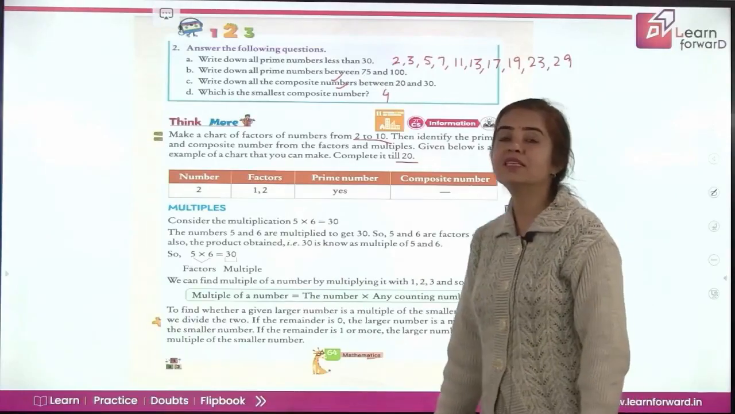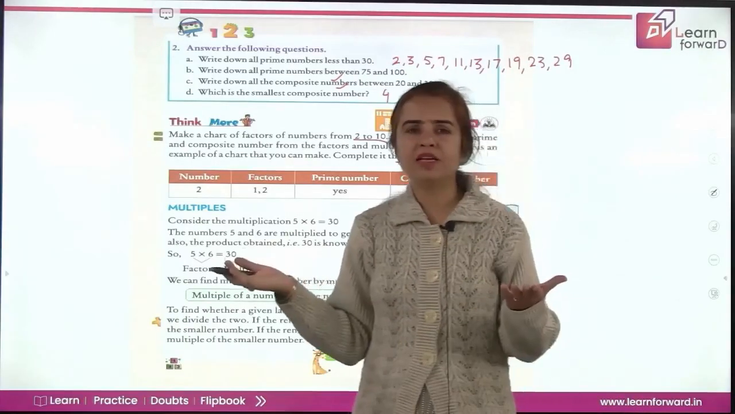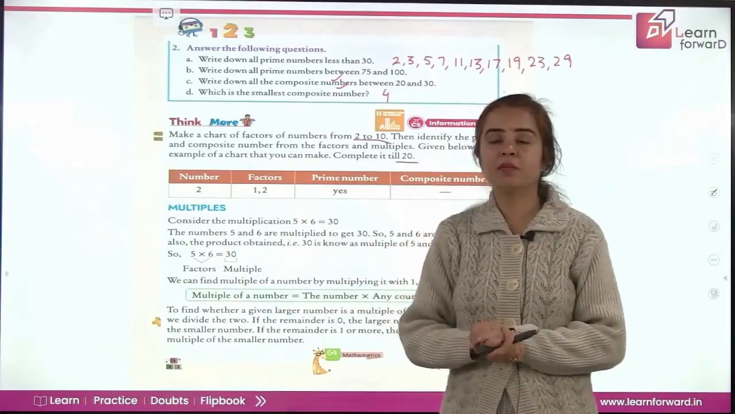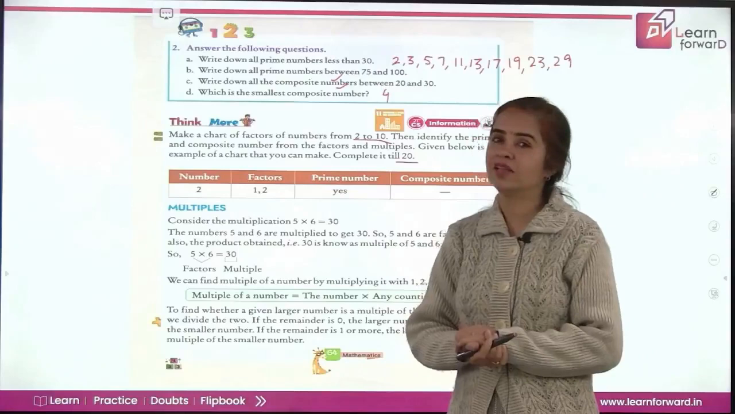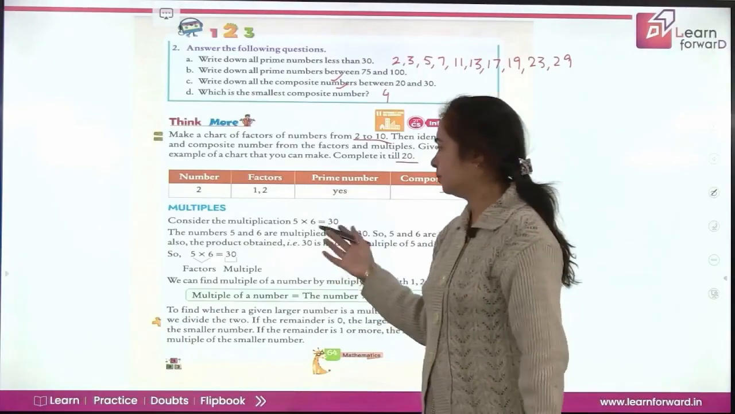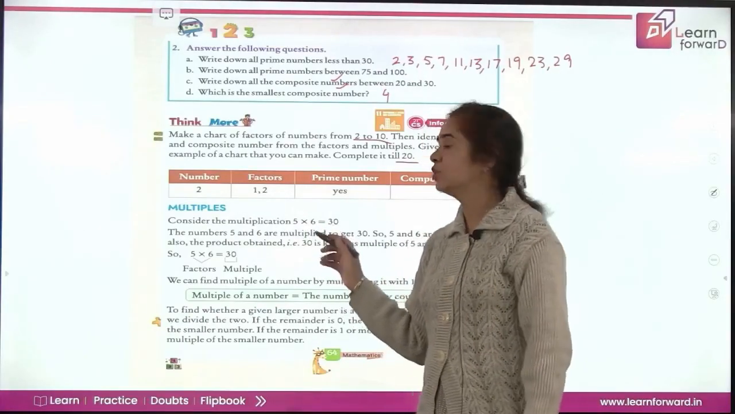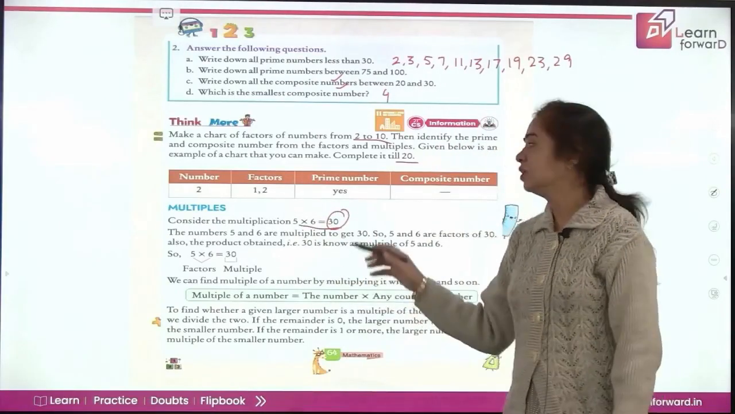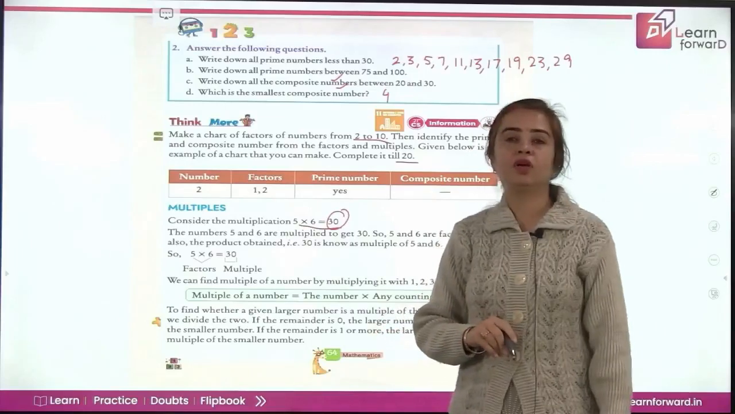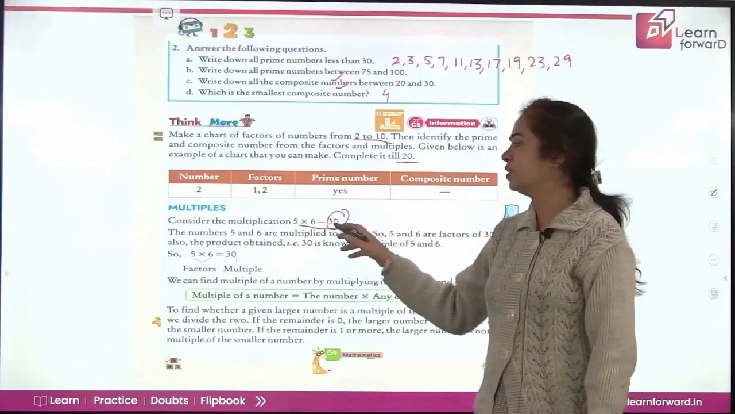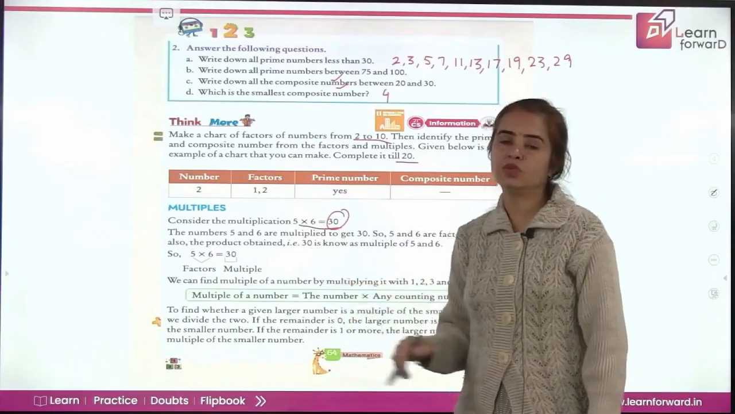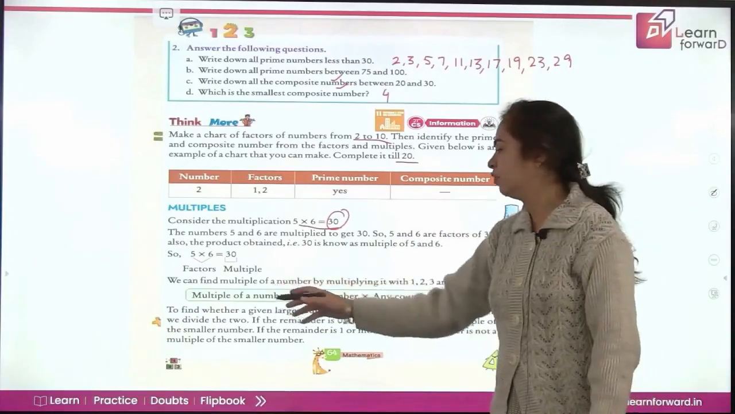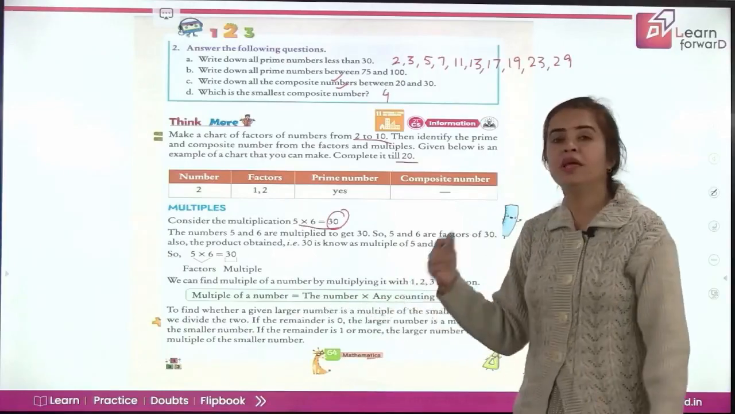Now coming next is multiples. What are multiples? Multiply. So the numbers that you get after multiplication are called the multiples. If you have 5 times 6 is equal to 30, so 30 is called a multiple of 5. 30 is also a multiple of 6 because we are getting this number by multiplying these two numbers. So 30 is a multiple of 5 and 6.